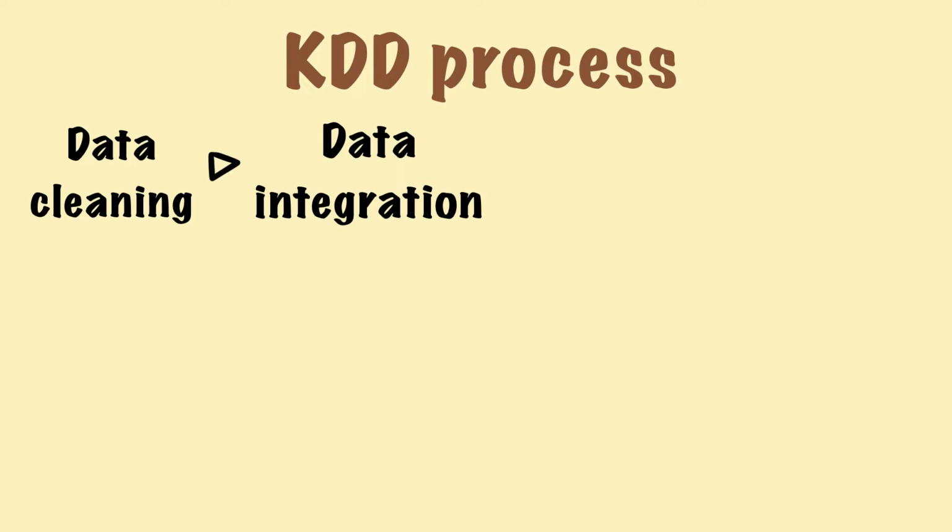The second step is data integration, where we combine data from multiple sources and form a single data set in a single location, such as a data warehouse. The third step is data selection, in which we choose the appropriate data for the purpose of analysis.